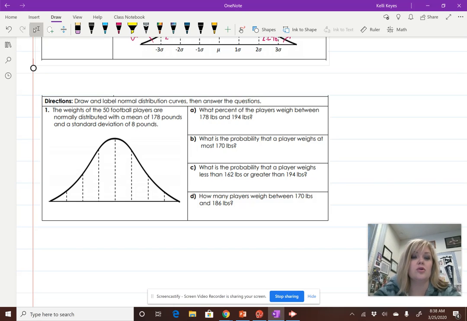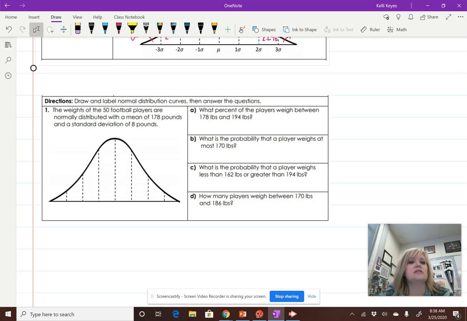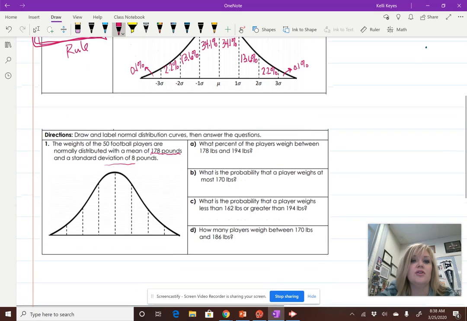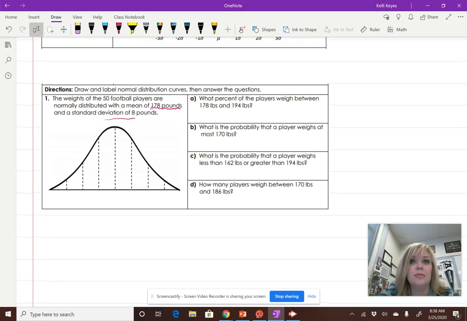They follow a normal curve, or approximately follow a normal curve, because it doesn't have to be exact. And there's a mean of 178 pounds and a standard deviation of 8 pounds. So if I'm labeling that, this is where I think it's most important. If you know how to just draw and label a normal curve, that would be awesome. So the mean is in the middle. So I'm going to do 178 pounds right there in the middle.